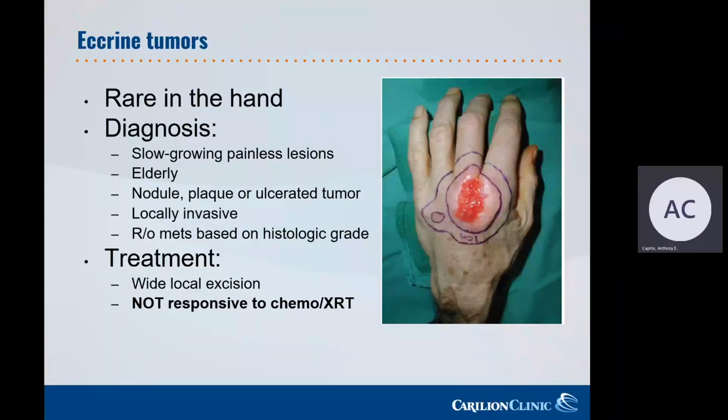And lastly, there are eccrine tumors of the hand. These are very rare. I've never seen one. This is a photograph I pulled off the internet. These are slow-growing, painless lesions, usually in the elderly. They tend to be locally invasive, and these are treated with wide local excision. And the thing that you need to know is they're not responsive to chemotherapy or radiation, so excision is your best chance for cure. So there's no role for radiation or chemo for the eccrine, but there is for Merkel cell.